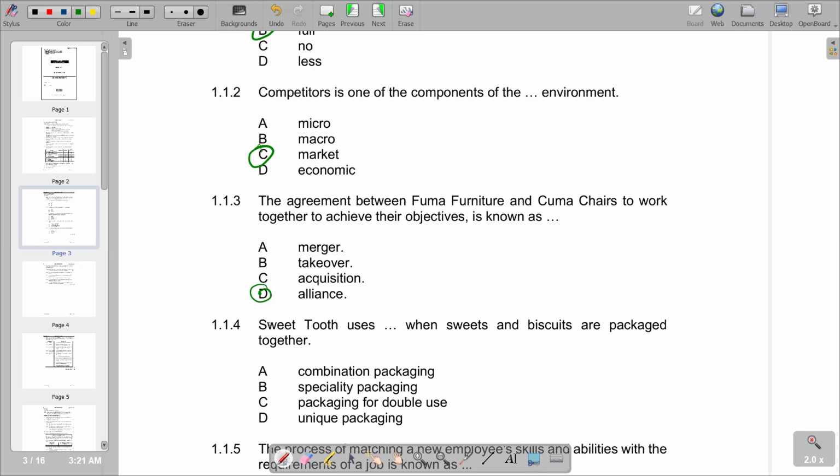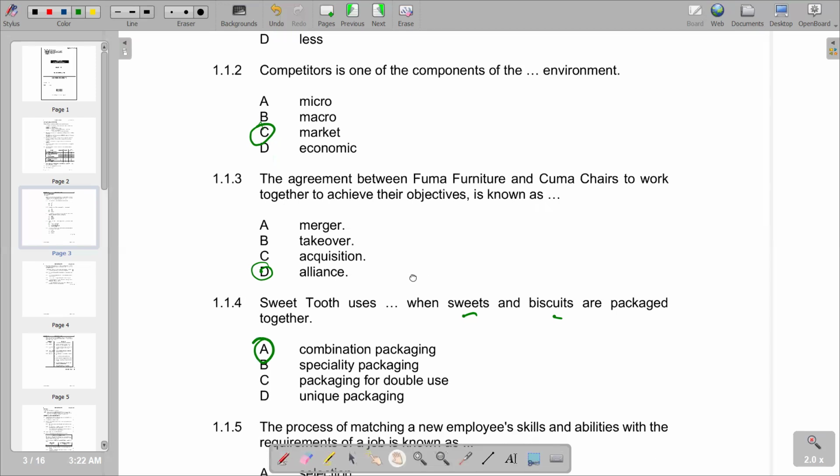Then going to the next question, which is 1.1.4. It reads, Sweet Tooth uses dash when sweets and biscuits are packaged together. So we're given a scenario where if you have sweets and biscuits being packaged together, what packaging do we call that? According to the responses that we are given there, we have combination packaging, specialty packaging, packaging for double use, unique packaging. But we see that combination packaging becomes the correct answer. Why? Because we have two different goods. We've got sweets and biscuits being packaged together, so it becomes a combination.